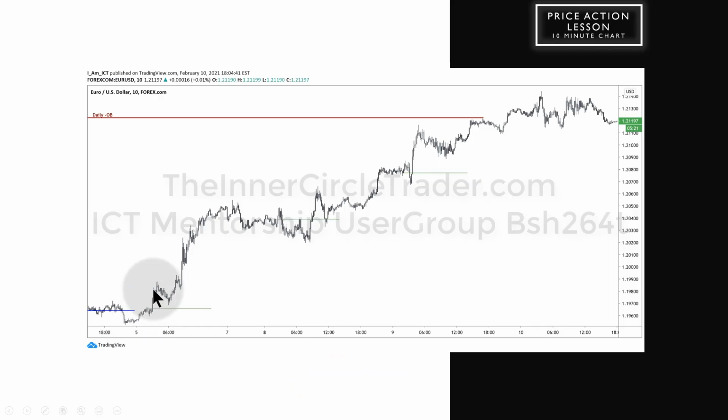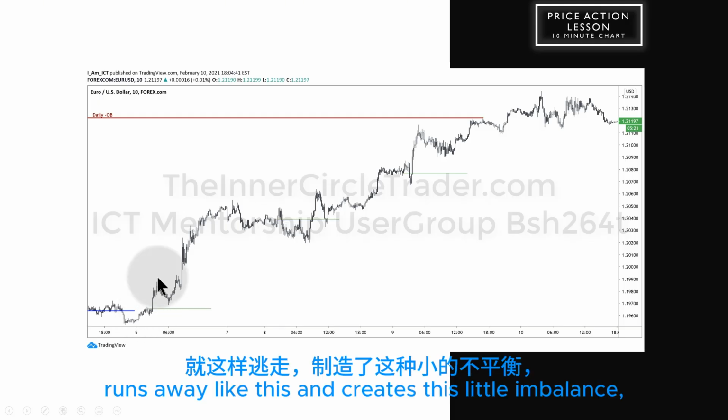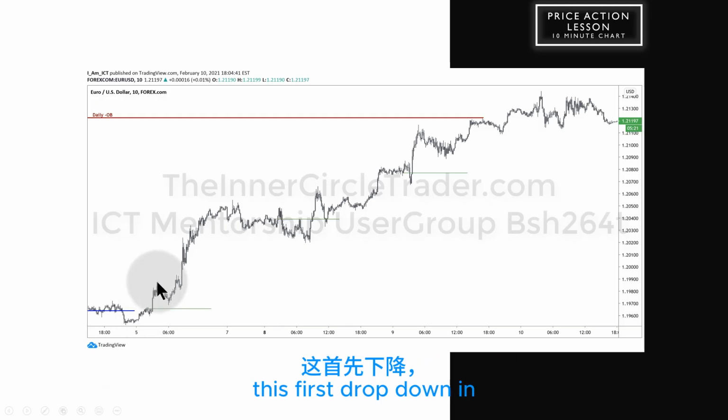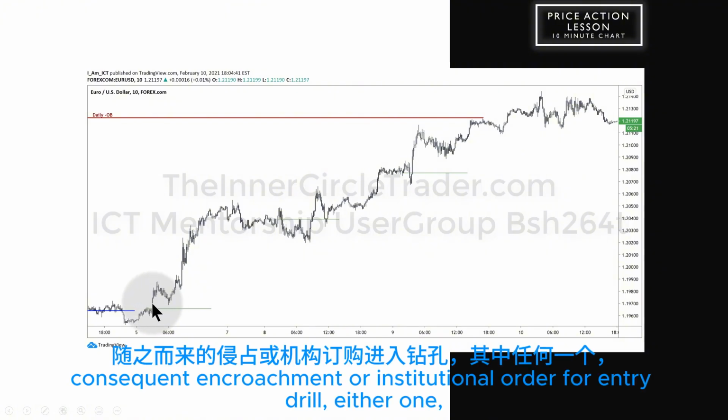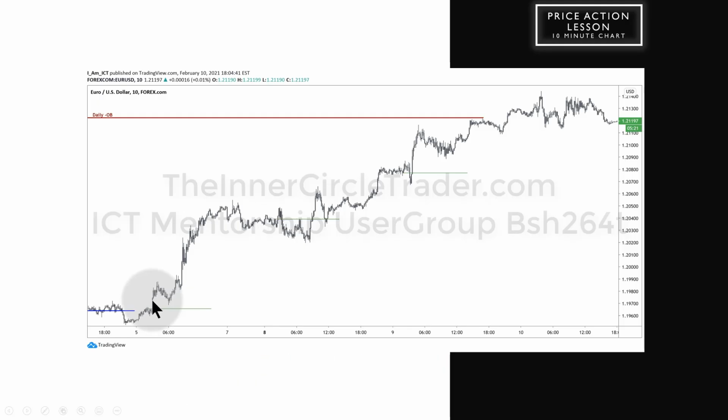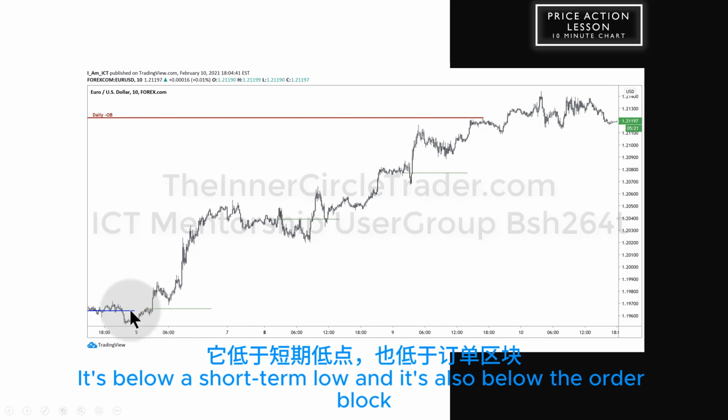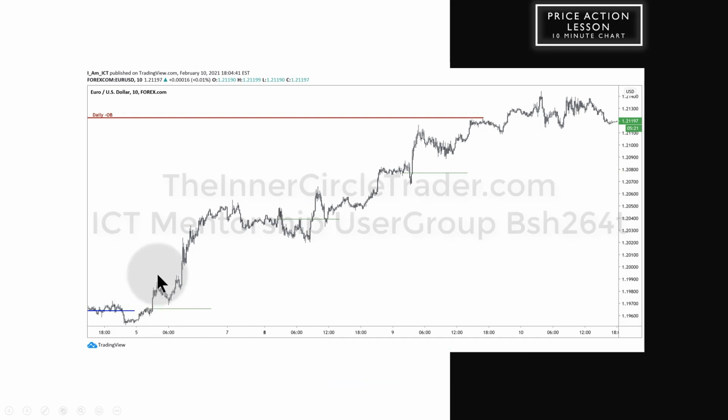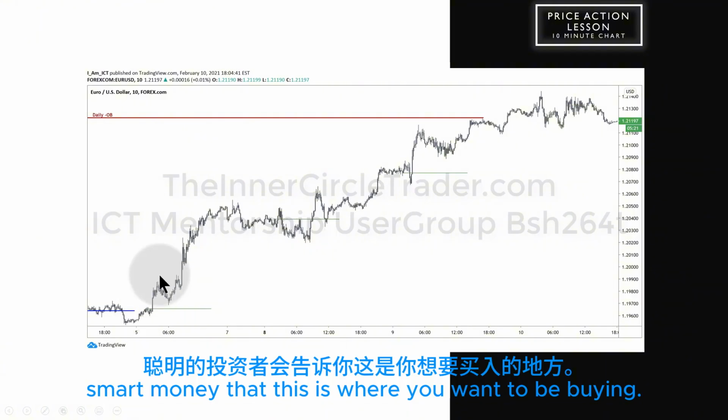This right here. This is displacement. So when the market runs away like this and creates this little imbalance, this first drop down into consequent encroachment or institutional order flow entry drill, either one, you're going to be a buyer in there. Your stop would be below here. It's below a short-term low, and it's also below the order block, and it's after the displacement. So it's indicating to smart money that this is where you want to be buying.